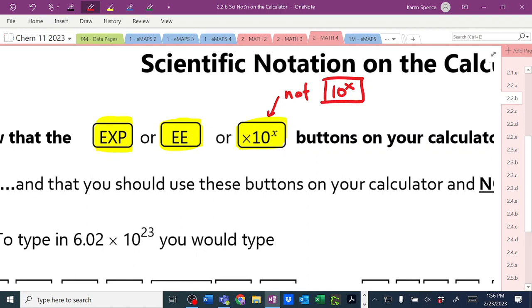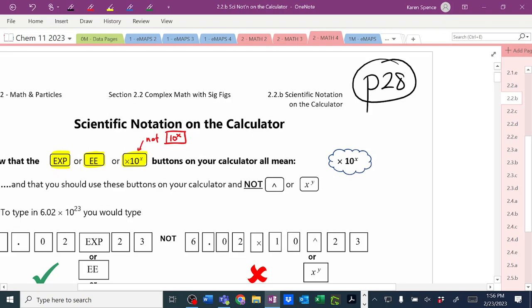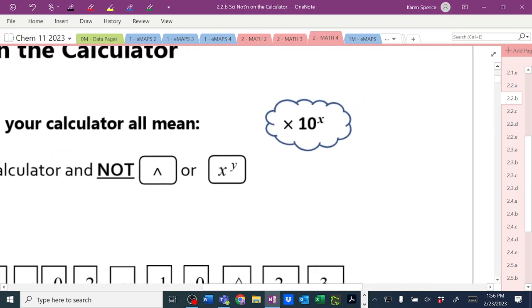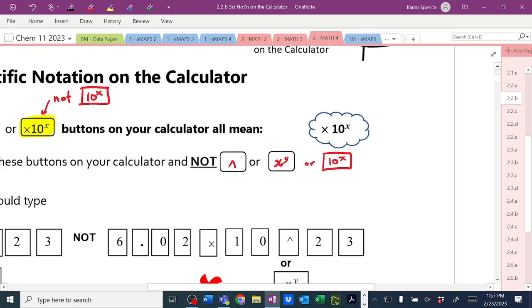Now that you have found that button, here are the buttons that you are not going to use. Do not use the caret. Do not use x to the y. Do not use 10 to the x without the times on it. It needs to have a times. Do not use those three buttons.